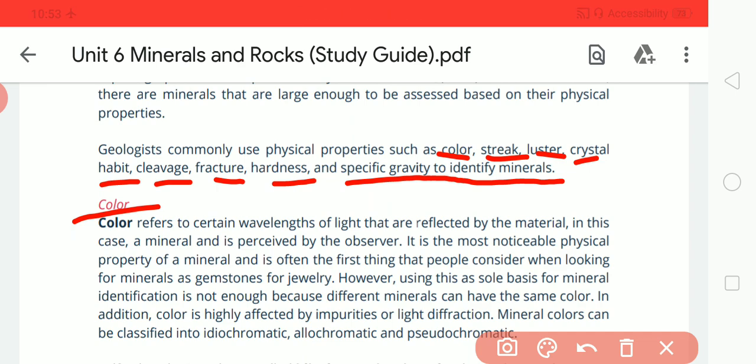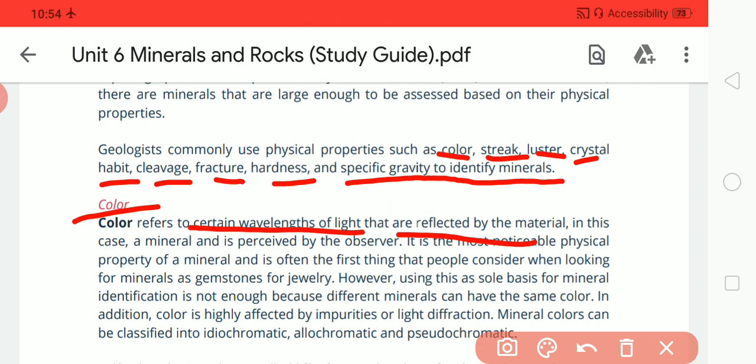So, color refers to certain wavelengths of light that are reflected by the minerals. So that means when we compare color, or when we try to observe the color of the plant, we can say that the leaves are mostly green. Now, the reason for this is that the visible light that the sun gives us actually contains 7 colors, or the ROYGBIV. The 6 colors present in visible light are absorbed by the plants, and the only color that is reflected is green.